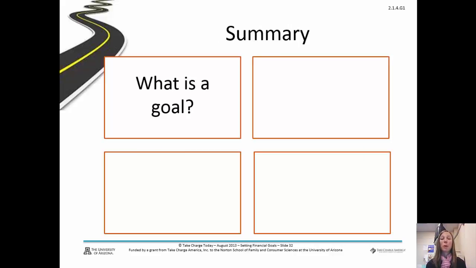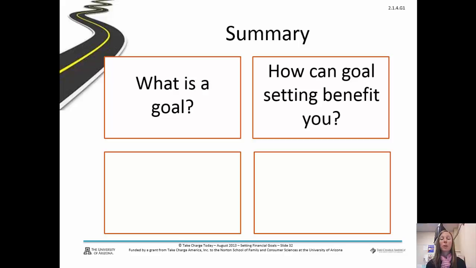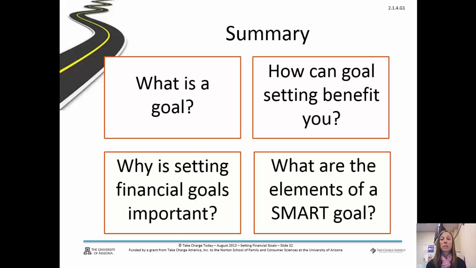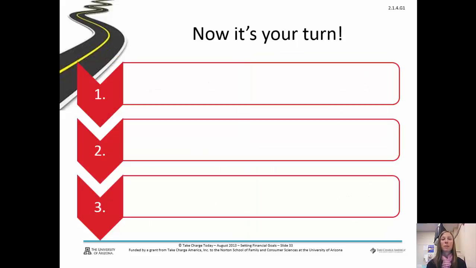So in summary, what is a goal? How can goal setting benefit you? Why is setting financial goals important? And what are the elements of our SMART goal? These are the major things you need to take from this presentation.